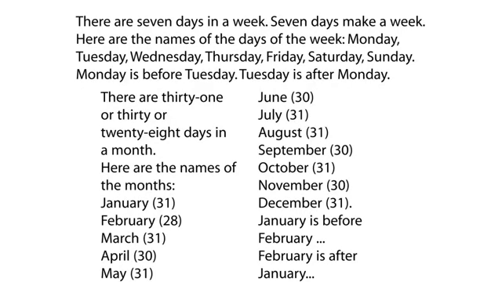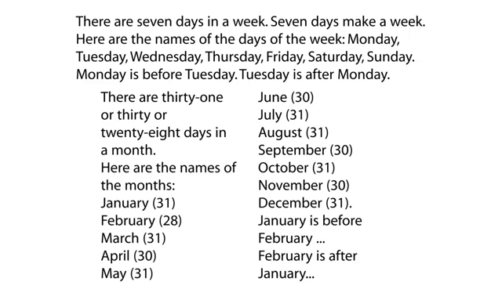There are 7 days in a week. 7 days make a week. Here are the names of the days of the week: Monday, Tuesday, Wednesday, Thursday, Friday, Saturday, Sunday. Monday is before Tuesday. Tuesday is after Monday.